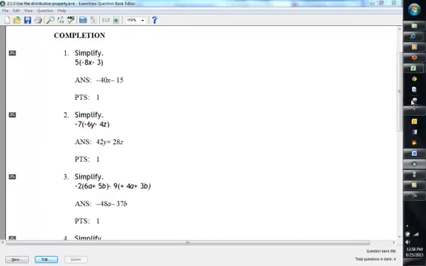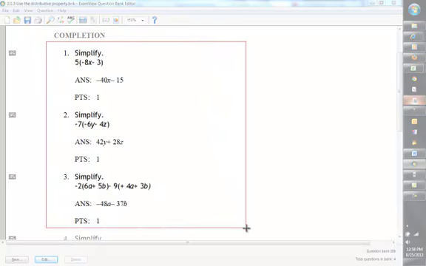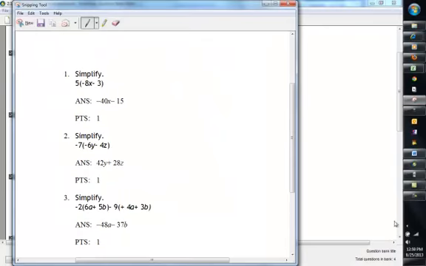Let's look at some examples here of the distributive property. So we're going to simplify using the distributive property. So the 5 has to be distributed into both parts. So we have 5 times -8x, and then minus 5 times 3. Well, 5 times -8 is -40 x's minus 15.